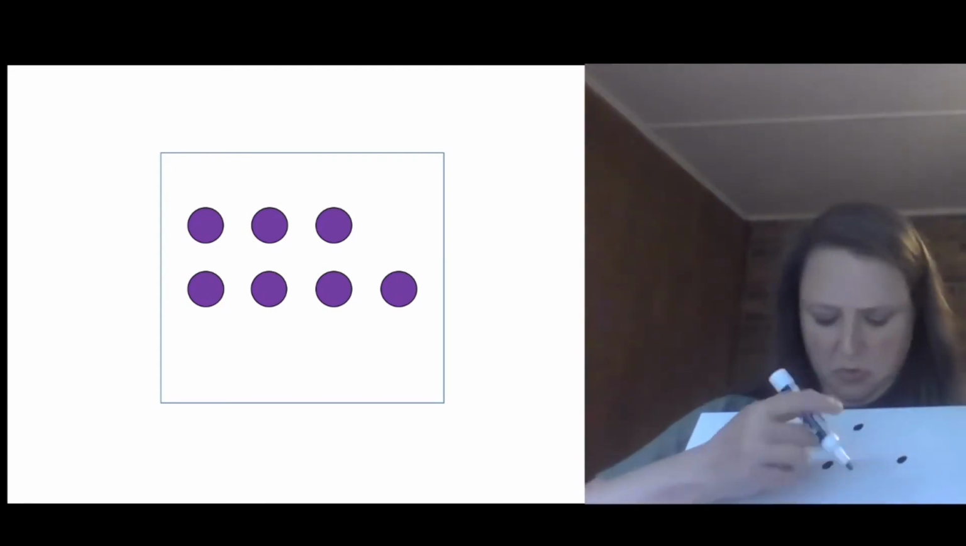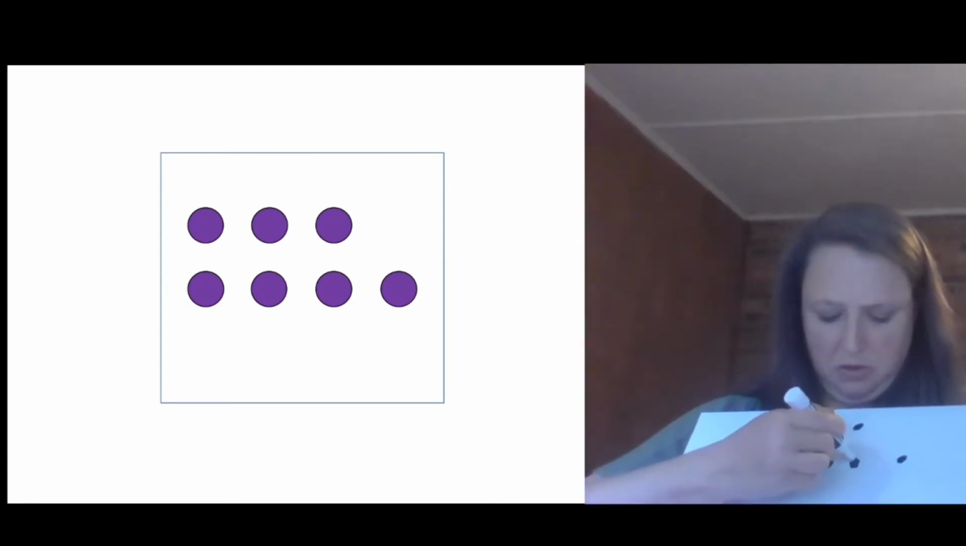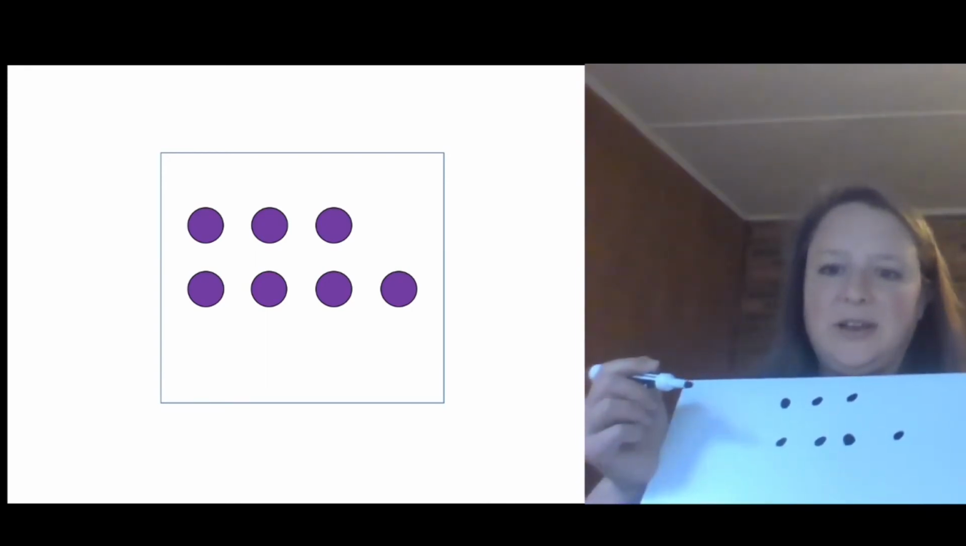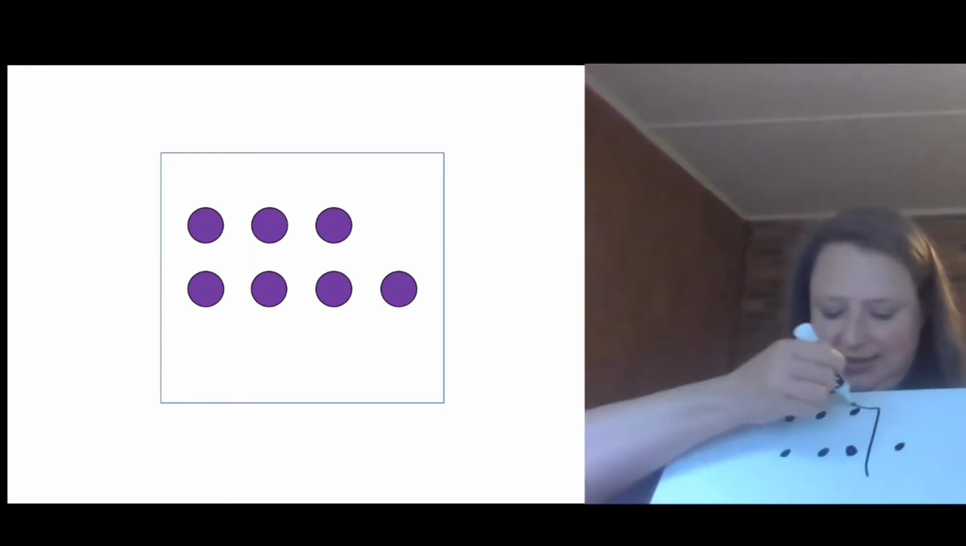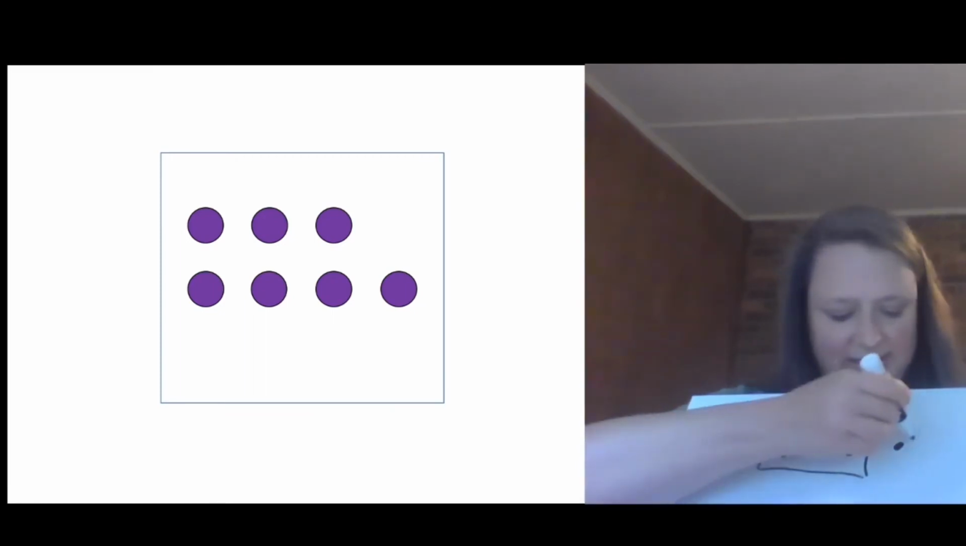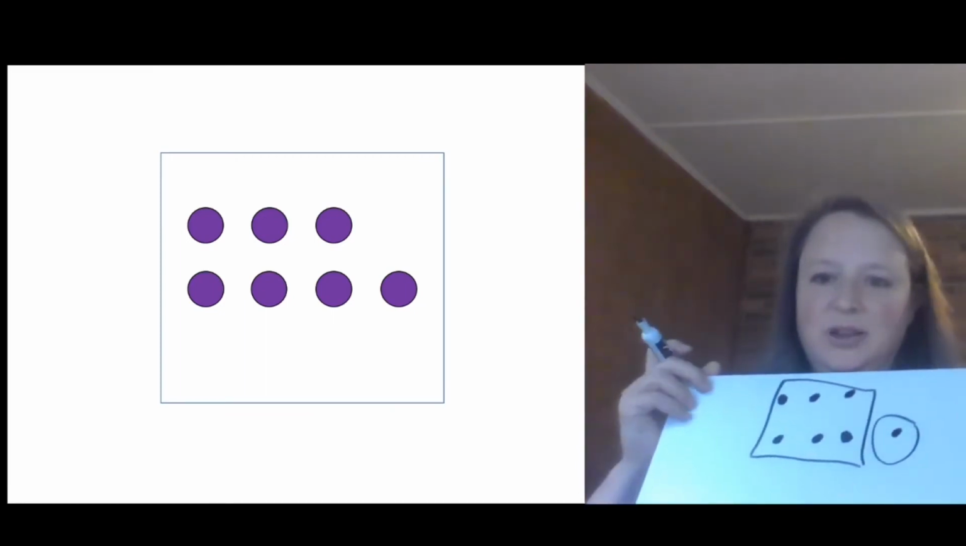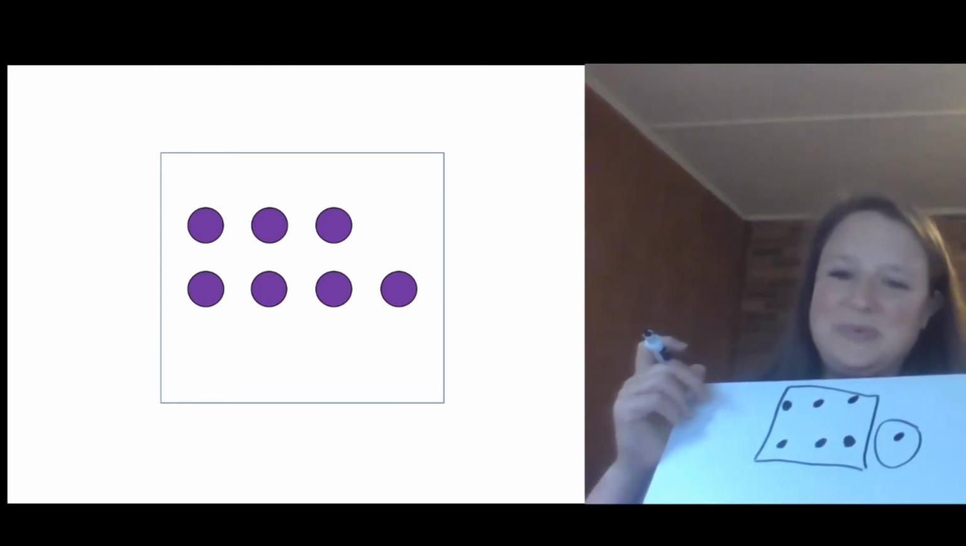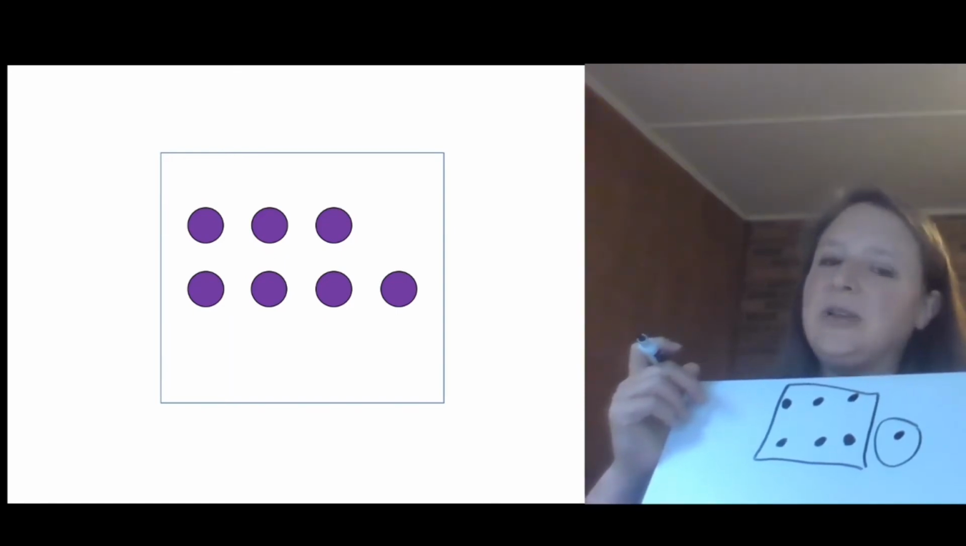That was a little out of whack. She's not in line. There we go. That looks better. How'd you see 7? 6, like a sideways dice, and 1. 6 and 1 is one way to see 7. Who saw 7 a different way?